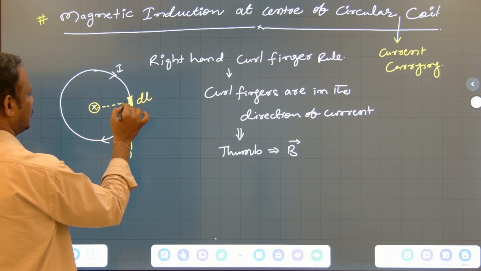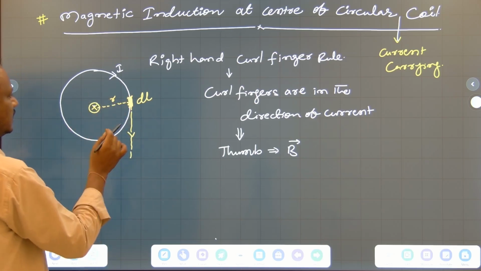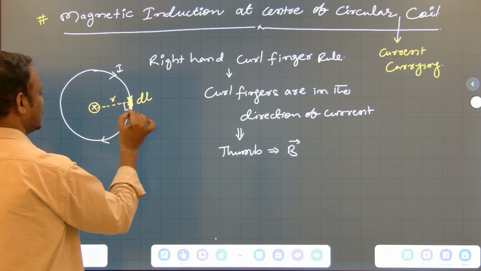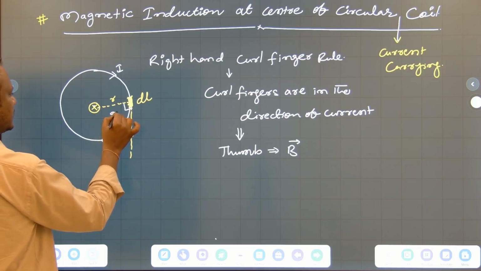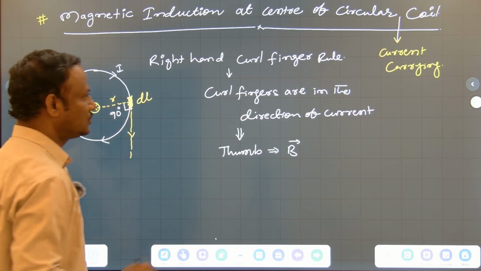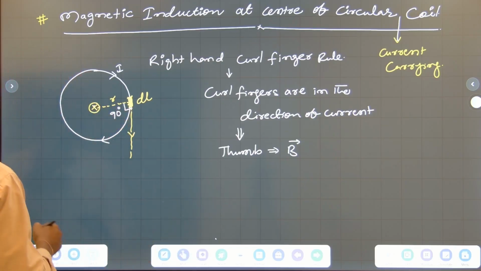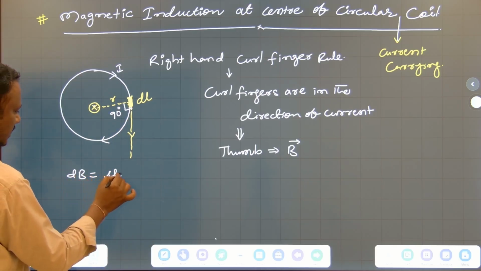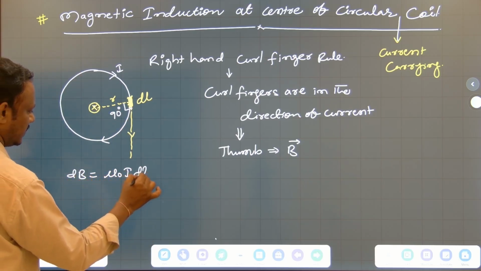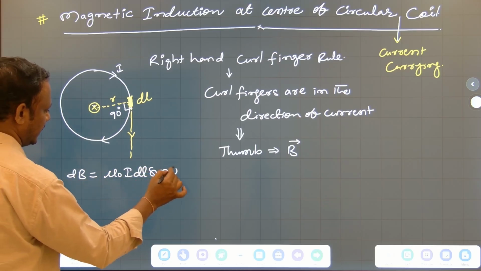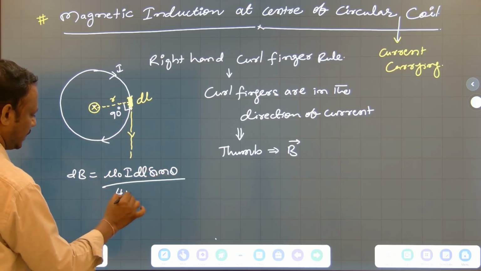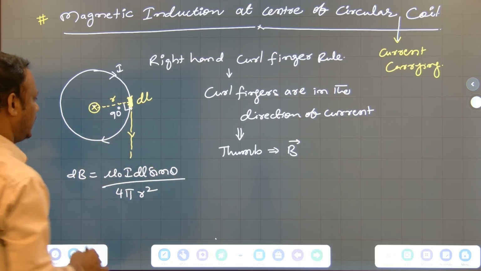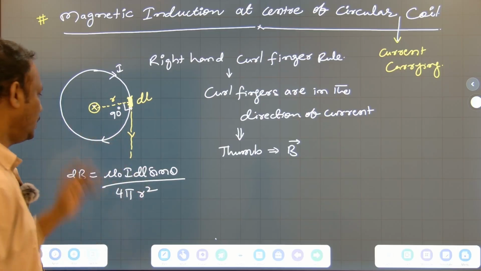From the element to the center, what is the distance? It's r. The angle between these two is 90 degrees. So what's our formula now? dB is equal to mu naught I dl sin theta by 4 pi r square, where r is the distance at which you want to find the field.